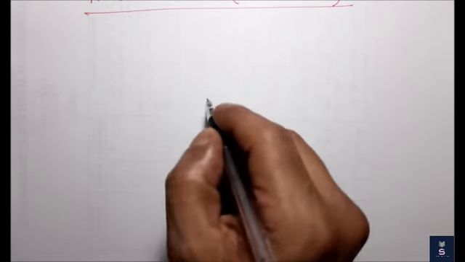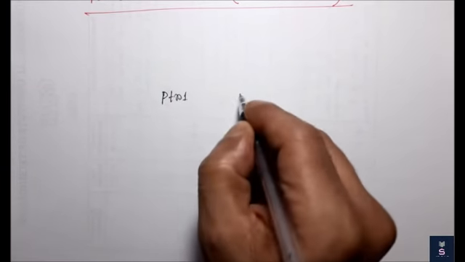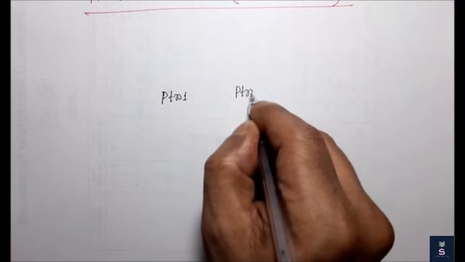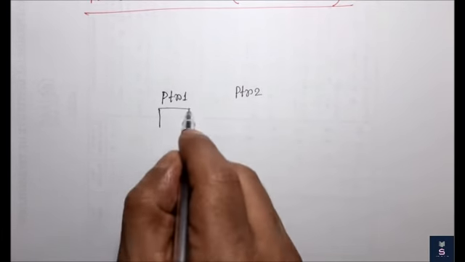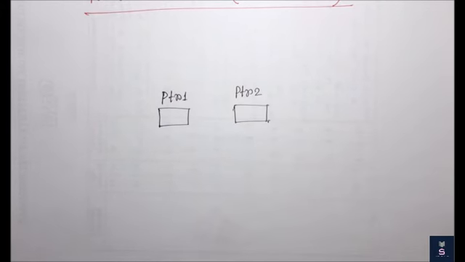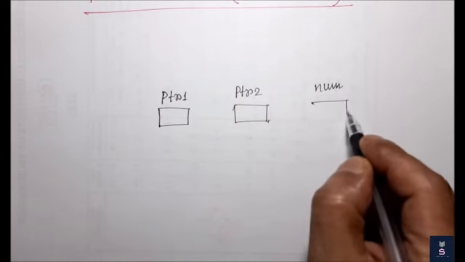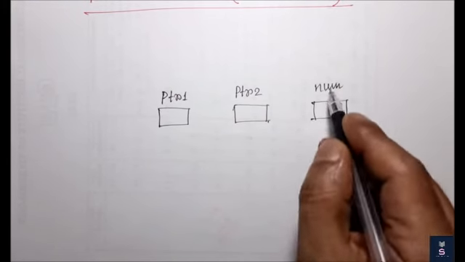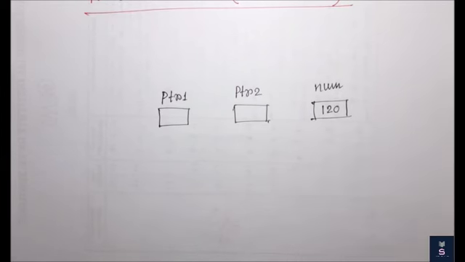Let me write a simple example. For example, ptr1 is one of the pointers, and ptr2, let's consider this one. We have two pointers: one pointer is ptr1 and another pointer is ptr2. And we have one variable, for example, num. I am just writing a short name for the variable. And for example, the value of this variable is 120.